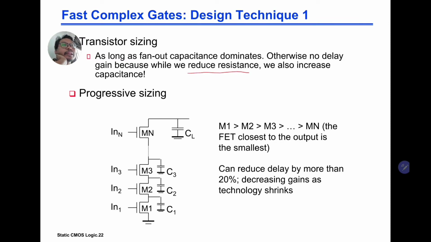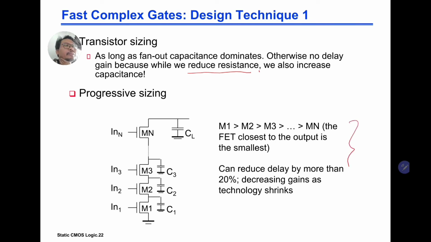So we have to be careful about this. If we increase the size of the transistor, yes, our resistance will go down, but our capacitance will go up as well. So we have to be careful when we make the transistor too big.